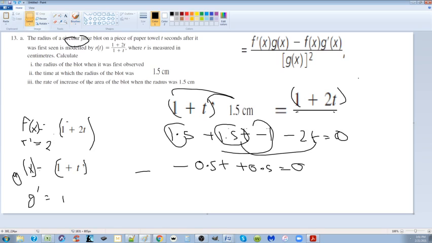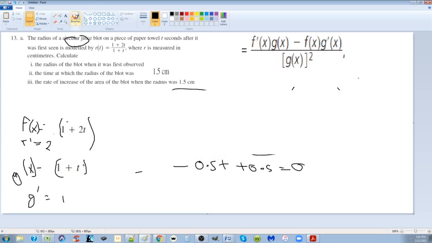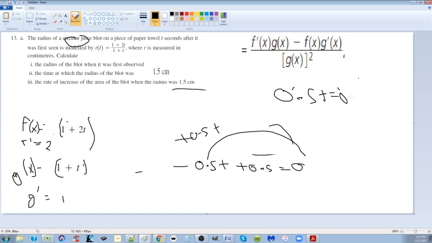So now I got to solve for t. Yeah, just leave it like that. I got to solve for t. So let's add plus 0.5t to bring it to this side. So I get 0 plus 0.5t is equal to 0.5. And then I got to divide both sides by that, and I get t is equal to 1.